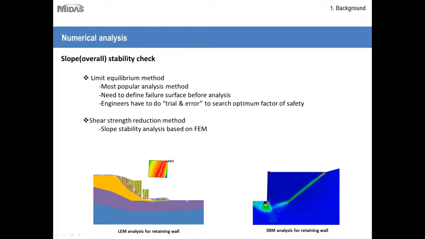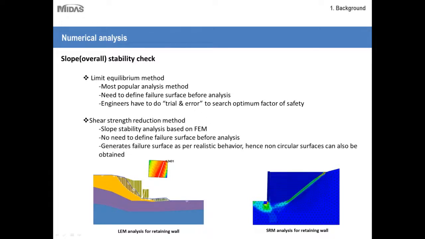So basically this slope stability analysis method is based on FEM, or the finite element method. There is no need to define a failure surface before analysis, and it generates the failure surface as per realistic behavior. Hence non-circular surfaces can also be obtained, whereas in the other method you mostly go for circular surfaces. Here this could be any irregular surface based on the shear strength reduction method.